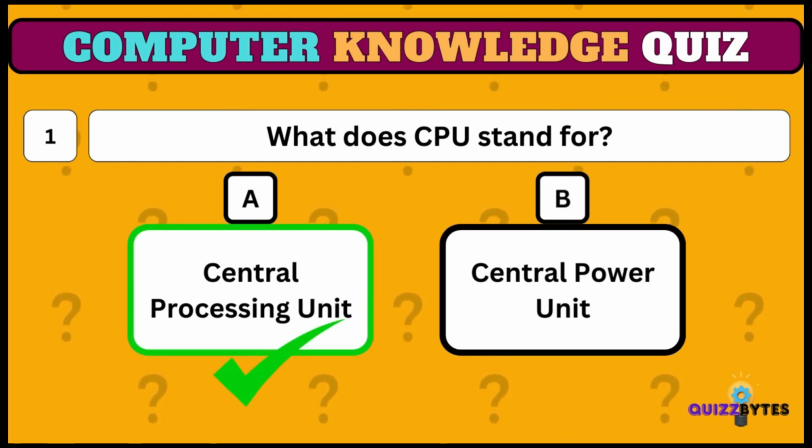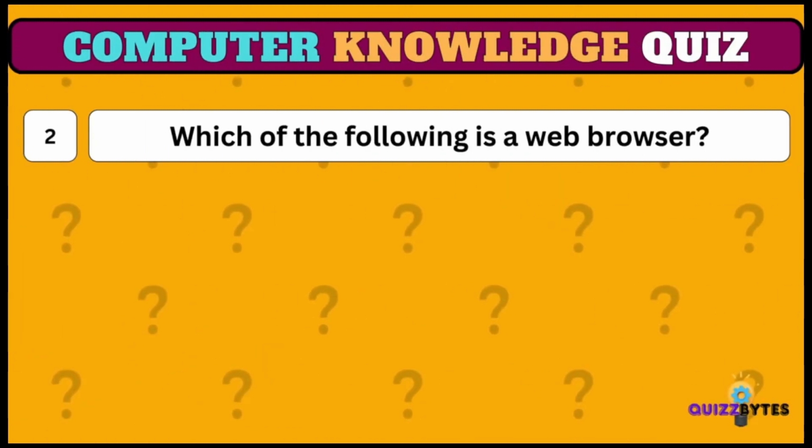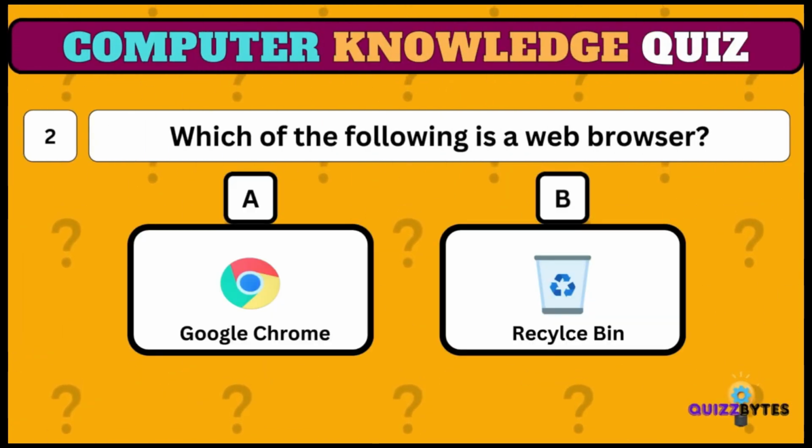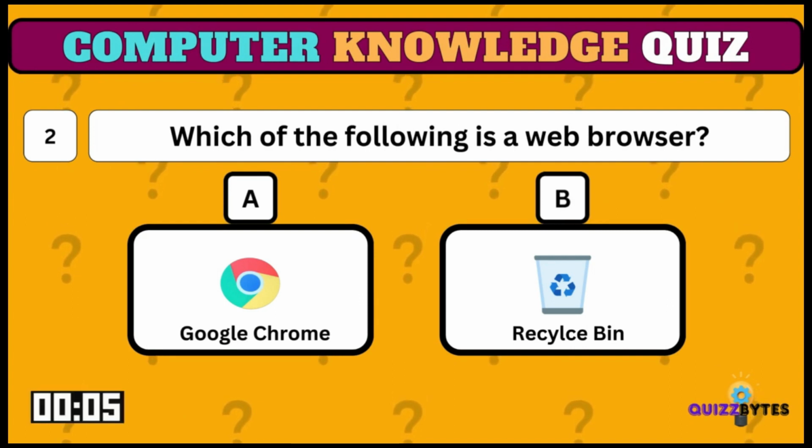Correct! CPU stands for Central Processing Unit, the brain of the computer. Now, on to question 2. Which of the following is a web browser? A. Google Chrome, or B. Recycle Bin?